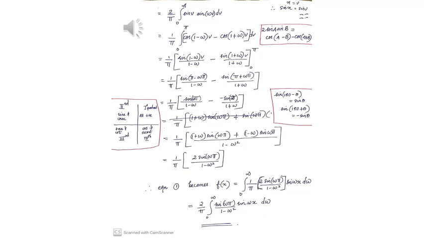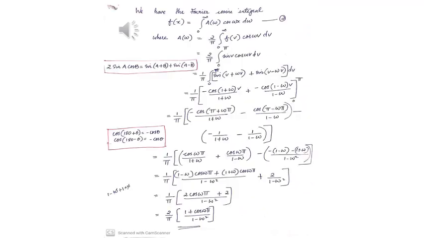Now applying this in equation number 1, you will get integral 0 to infinity 1 by pi 2 sine omega pi divided by 1 minus omega square sine omega x d omega. Take the constant outside and write the final answer.